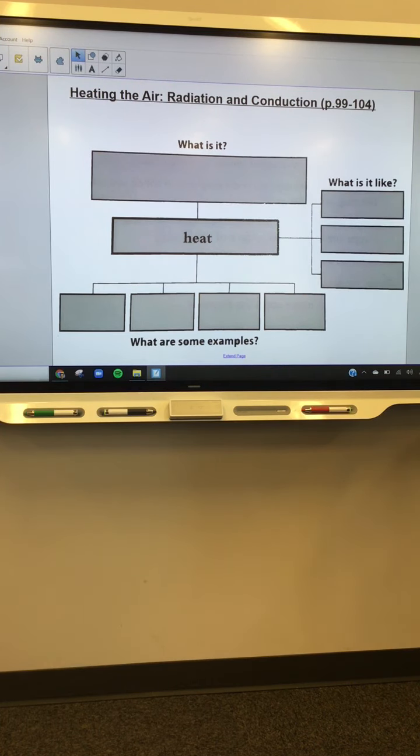Fast, because the particles go faster when something's hot. I didn't catch what you said at the beginning. Fast, because the particles go faster when something's hot. Okay, sure.